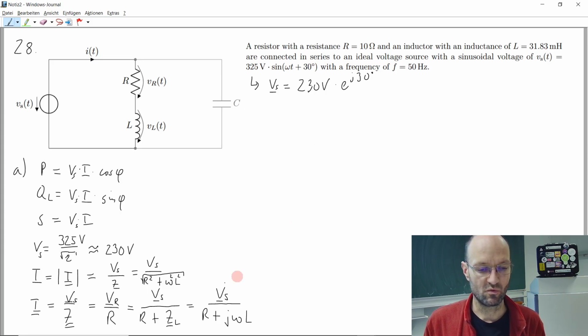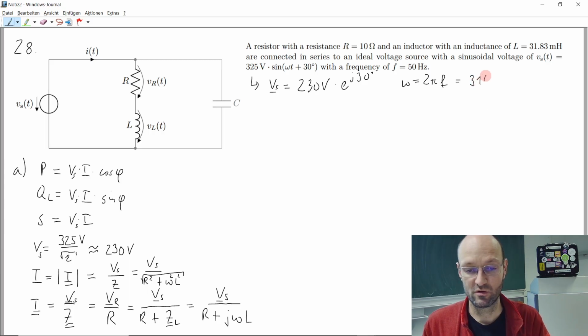Okay, and what we later on also need is omega. So how to calculate omega? Exactly. And f is given there. So it's 2 times 50 is 100, and 100 times pi is 314.1 something, 1 over second, or radians per second.